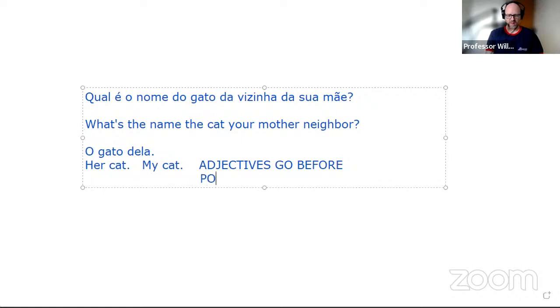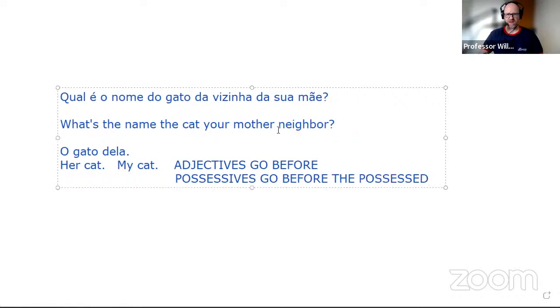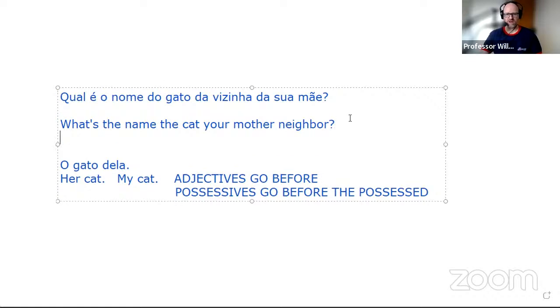Also, possessives go before the possessed, which means the last thing in the sentence, a última coisa da frase, vai ser a única coisa não possuindo. O que não está possuindo algo? Então the cat, né? The cat, yeah. As outras coisas na frase estão possuindo.